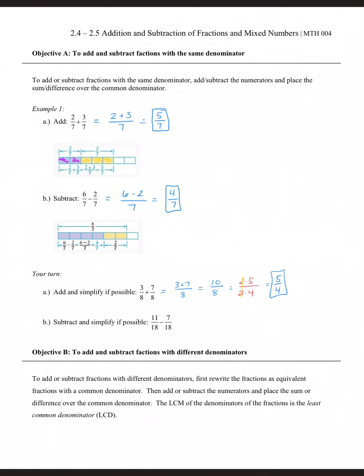If you did not get that correct, feel free to pause the video, try to rework it again, see if you can find your mistake. Go ahead.